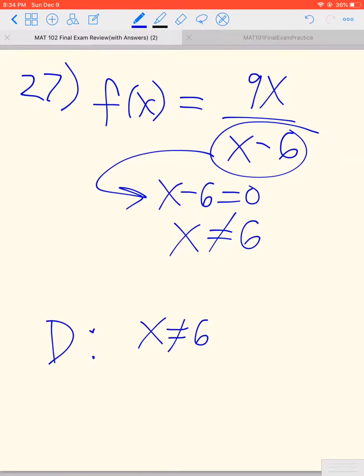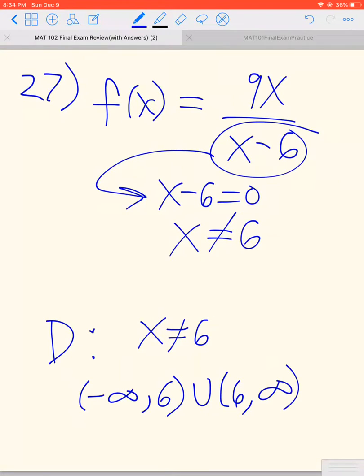In interval notation, that would look like everything to the left of 6. So it's from negative infinity up to, but not including 6. So it gets a parenthesis, union, then everything directly to the right of 6, which would be from 6, again not included, so parenthesis, to positive infinity.